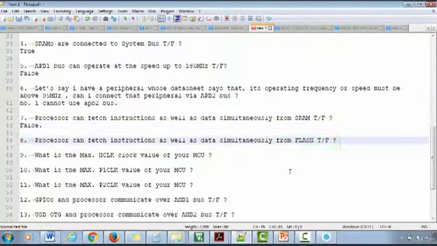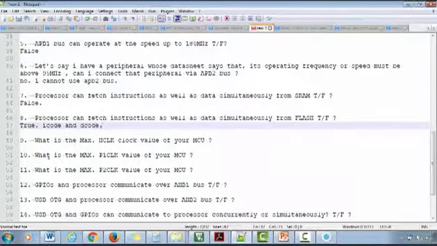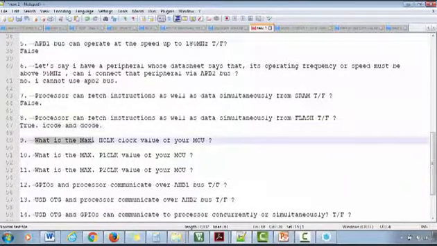So what's your answer? This is true, right? It can fetch simultaneously because it has separate buses called I-code and D-code. See, right? All right. So now next question. What is the maximum HCLK?